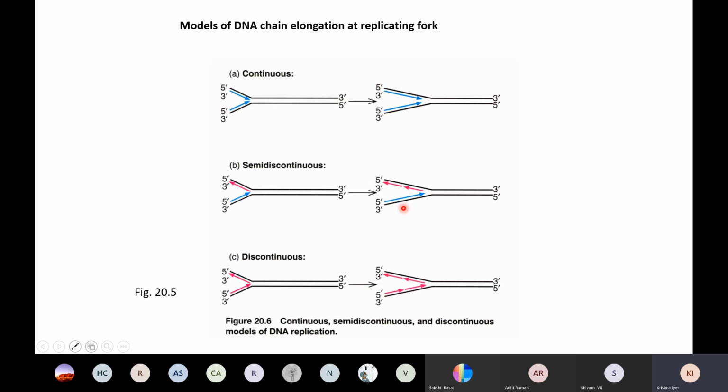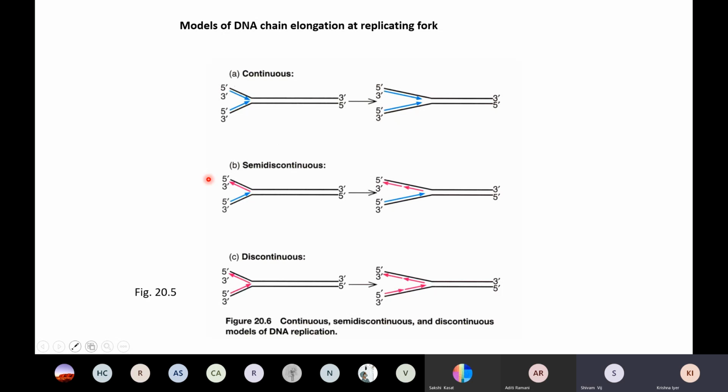Now, because here one is done continuously and the other is done discontinuously, I use the terminology semi-discontinuous to indicate that there is a portion of DNA replication which actually occurs without stoppage, and there is a portion of DNA replication which occurs in a stop-to-start fashion. As opposed to these two, where here it occurs without stoppage in either direction, here in both strands it is stop and start. So is everyone comfortable with this terminology?